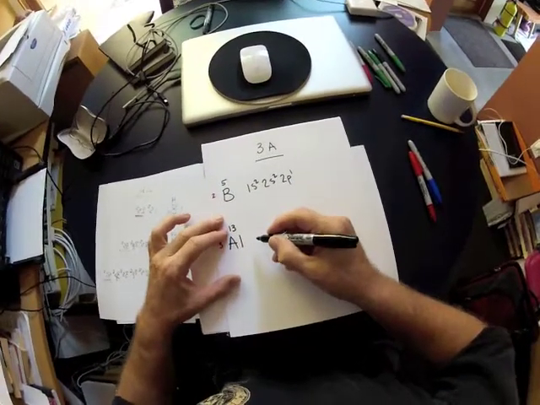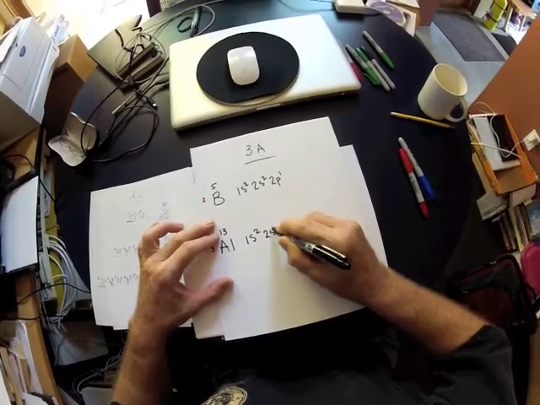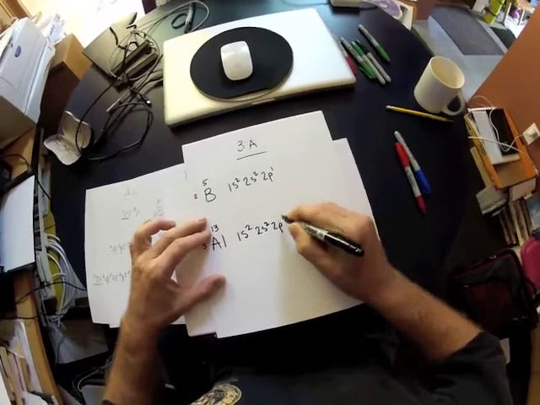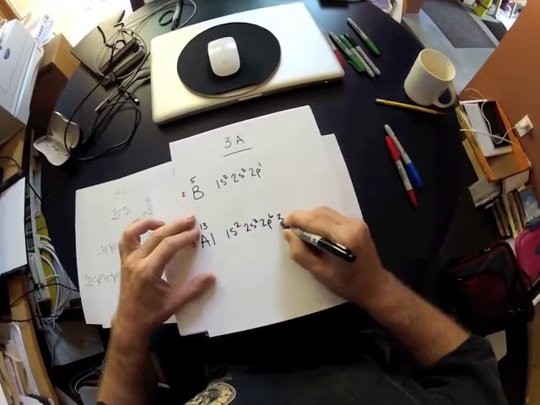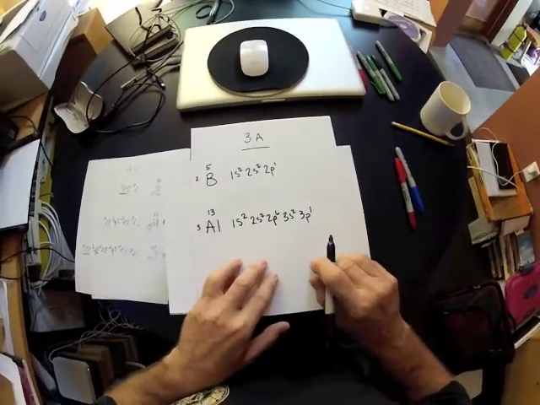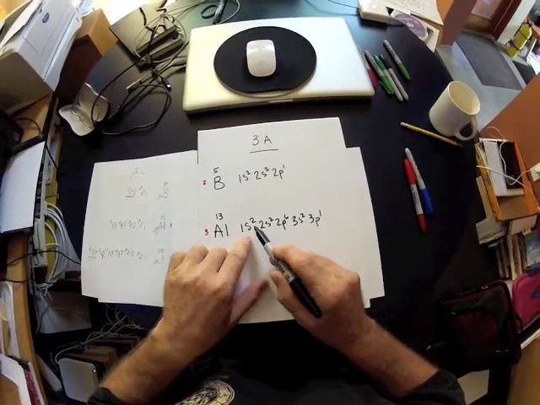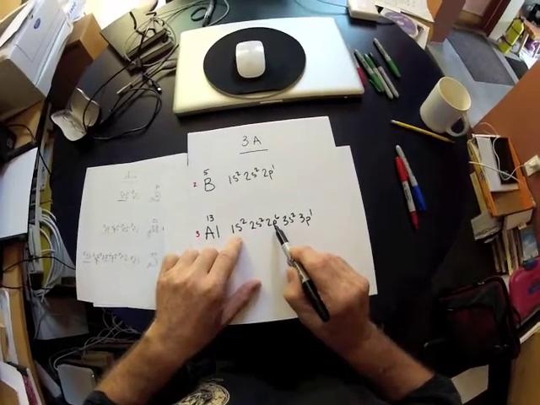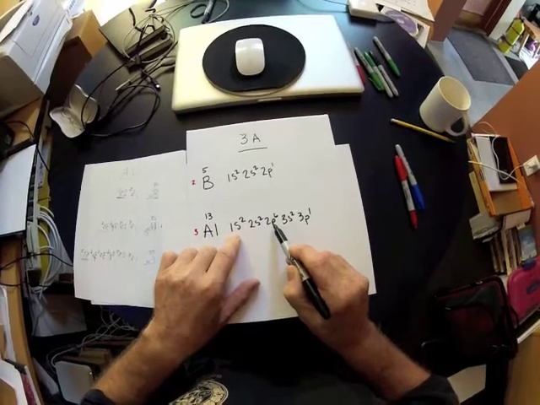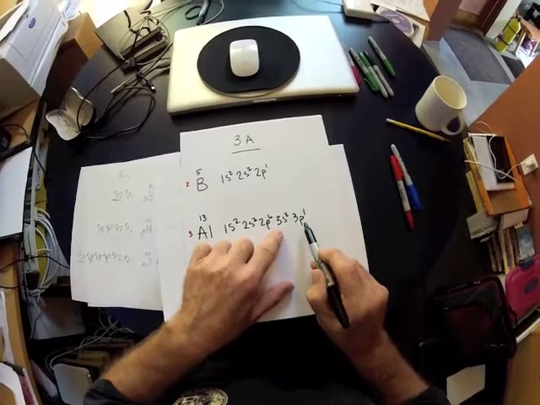Similarly, for aluminum, we have 13 electrons, so its configuration is going to be 1s2, 2s2, 2p6, 3s2, 3p1. All right, so let's just confirm we used the right number of electrons. We have 2 electrons in energy level 1, 8 electrons in energy level 2 for a grand total of 10, and then there are 3 electrons in energy level 3 for a total of 13.